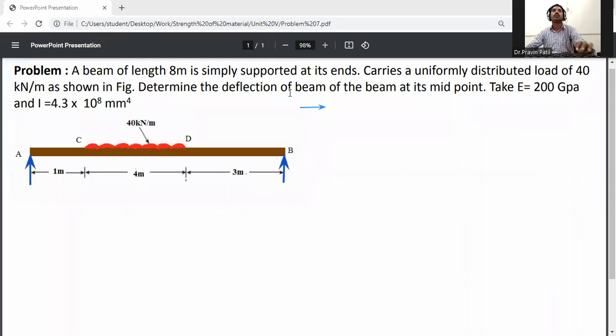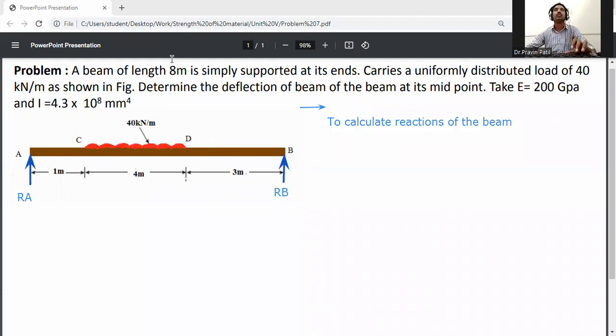So first of all, calculate the reactions of this beam. We need to calculate the reaction at A, that is RA, and the reaction at B, that is RB. First of all, calculate the reaction due to this UDL load. The UDL acts on CD, it is 40 kilonewton per meter, and the CD distance is 4 meter.